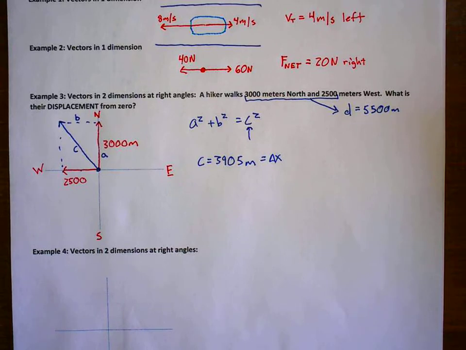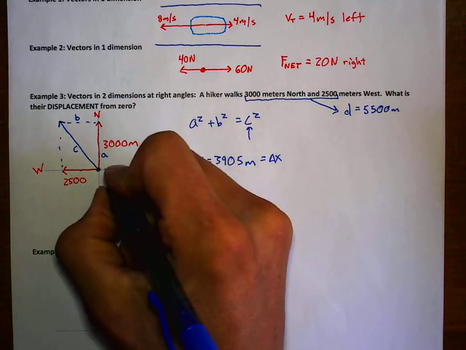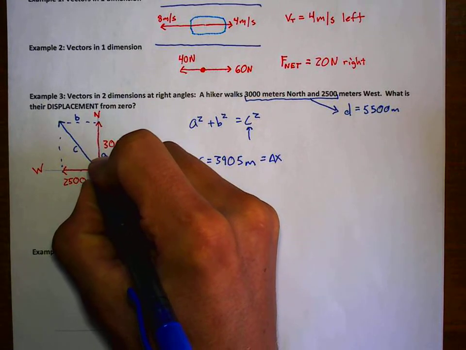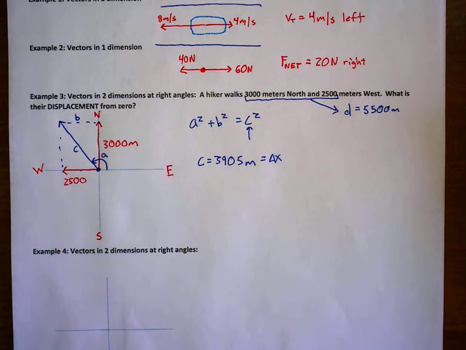Alright, now the direction. We are going to report the direction of our vectors from 0. So I'm going to have to give this angle right here.